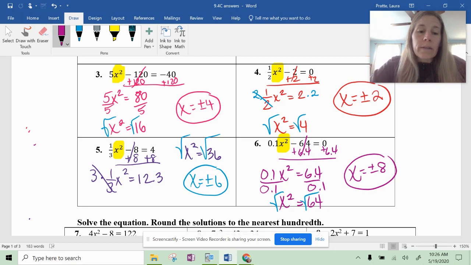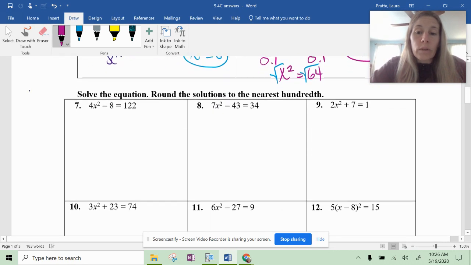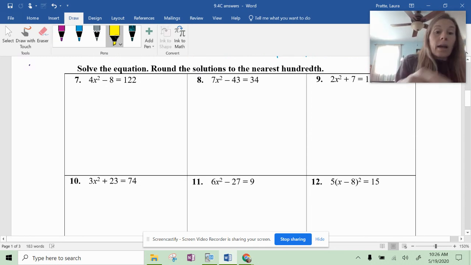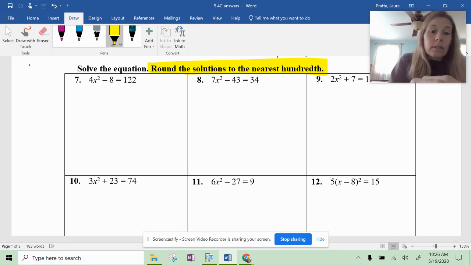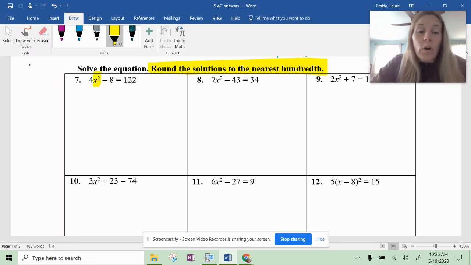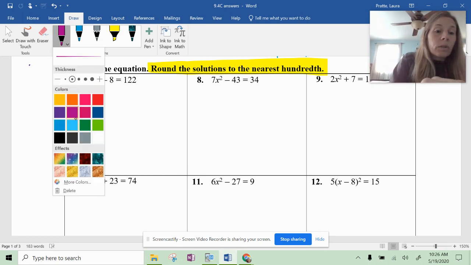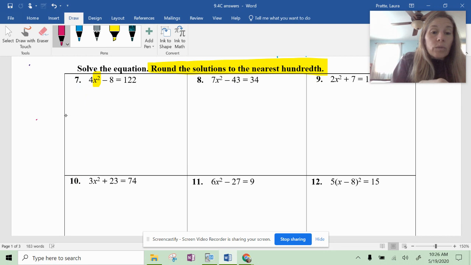We're going to do a few more of these, but they will not work out evenly. So when you do them, you'll need your calculator, and then you will round your solutions to the nearest hundredth, which would be 2 decimal places. But the process is still the same. So again, we just have our one variable here, 4x squared minus 8 equals 122. So I'm just going to get that x squared by itself. So 4x squared equals 130.